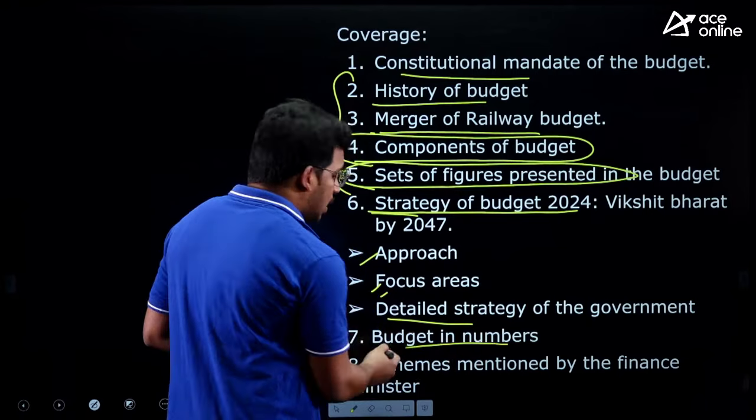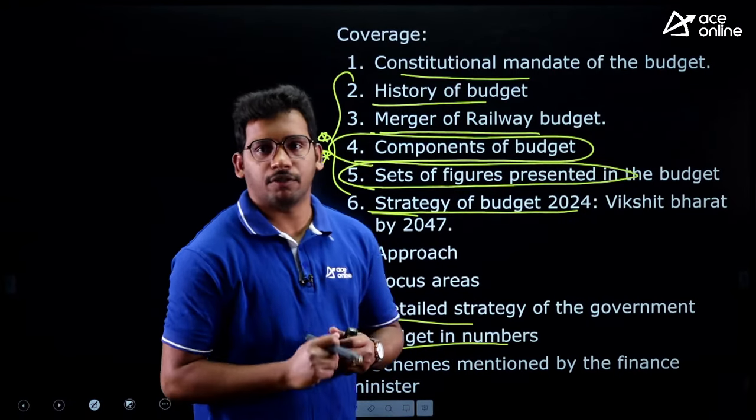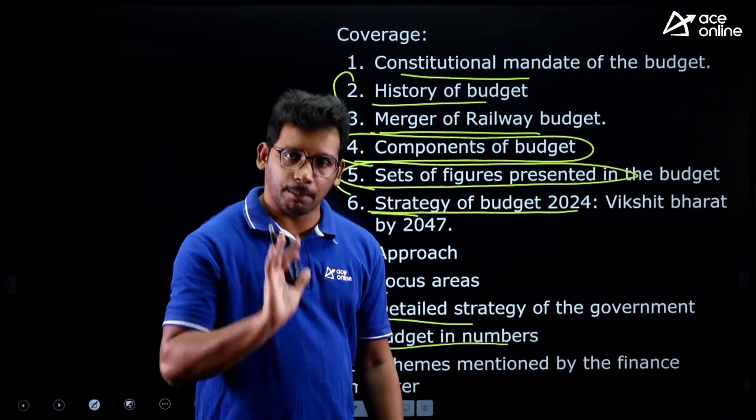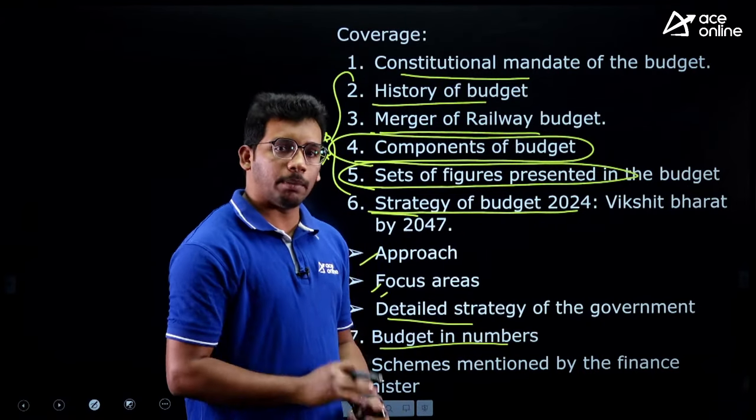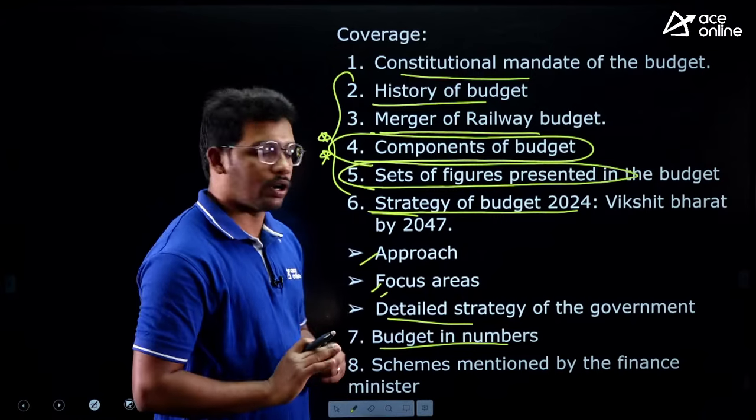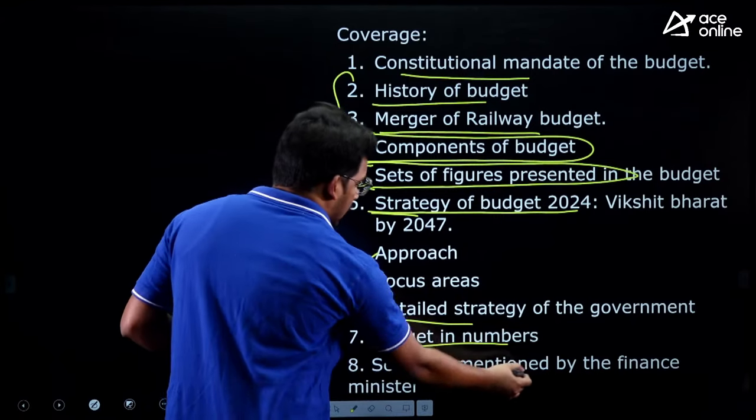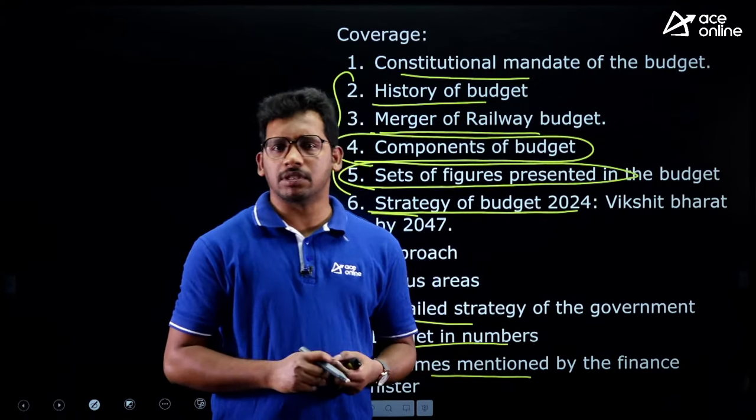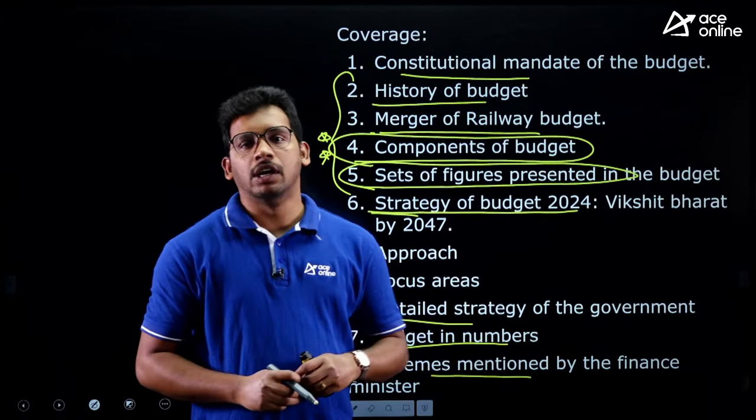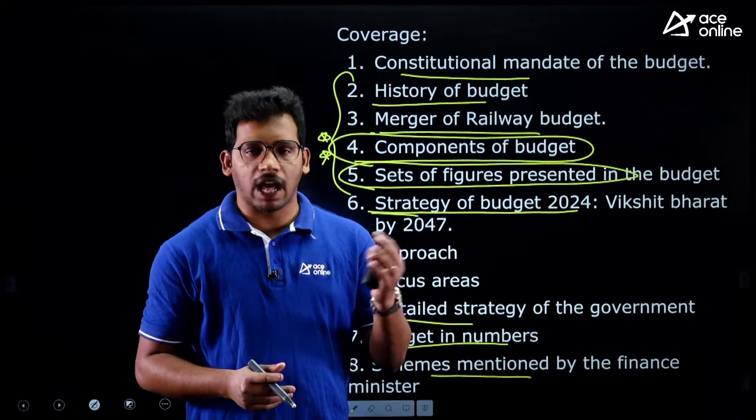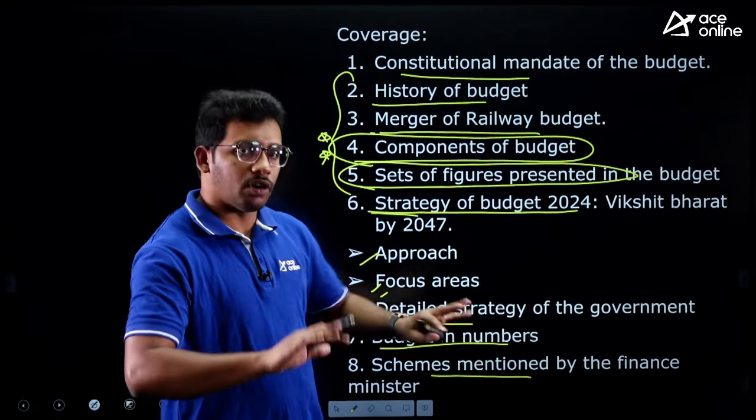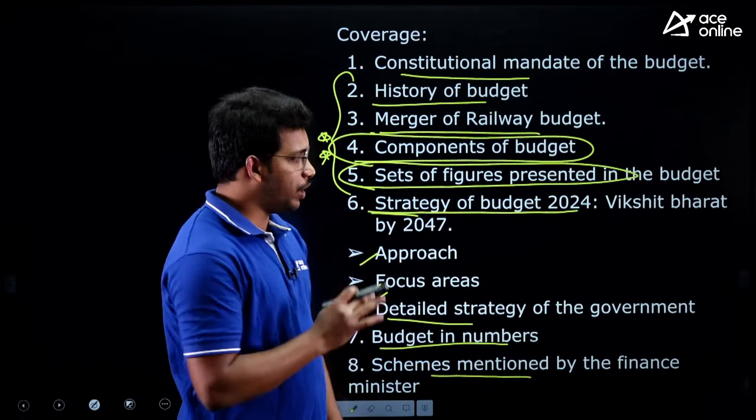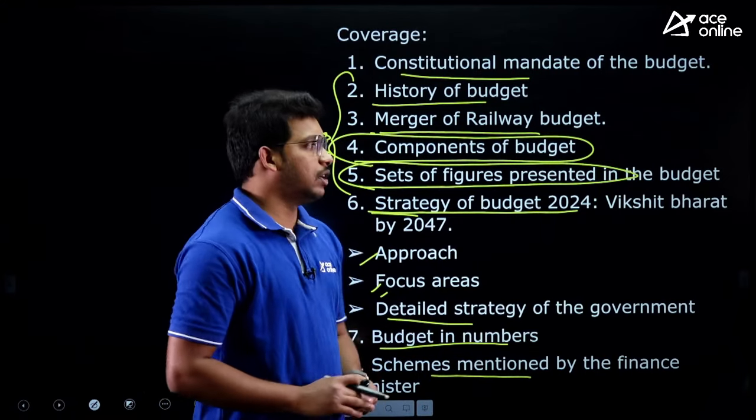Then budget in numbers; there are certain numbers and factual pointers which are relevant for our exam. We will see those numbers as well, and I will tell you how to remember them and which facts are more important for our exams. Finally, schemes mentioned in the finance minister's speech. There are certain schemes where the finance minister has mentioned that we have achieved these things in the last 5 to 10 years. Briefly, we will also see those schemes. So these are all the details that we are going to discuss for today's session.